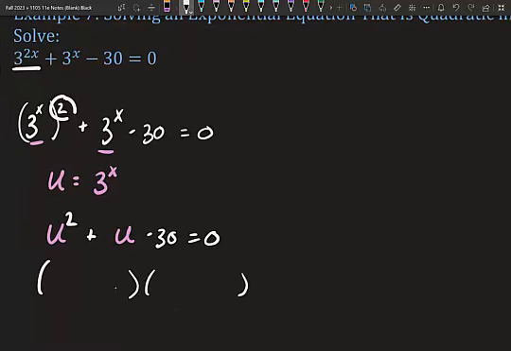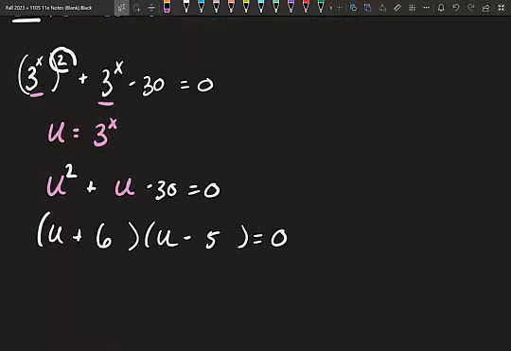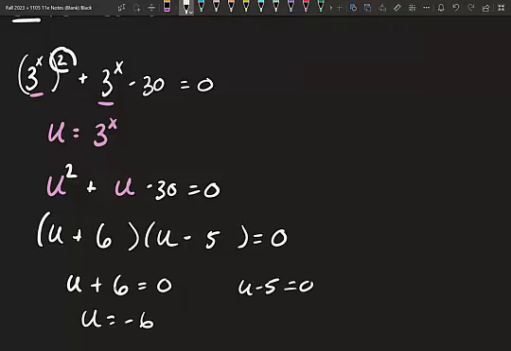We can factor this into u. We're going to use different signs because it's minus 30, and we use 6 and 5. 6 times 5 is 30, 6 minus 5 is 1. We solve for it, we get u plus 6 equals 0, u minus 5 equals 0, so we have u equals negative 6, and u equals 5.